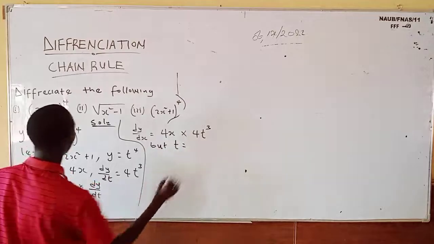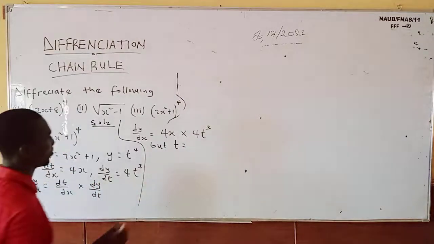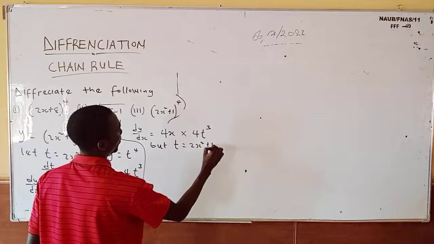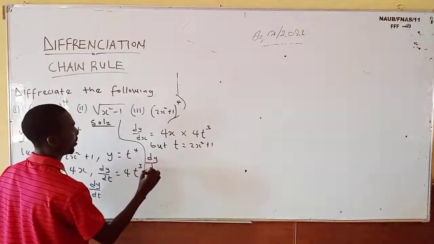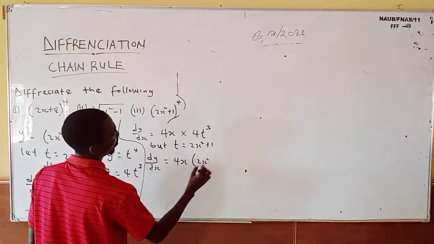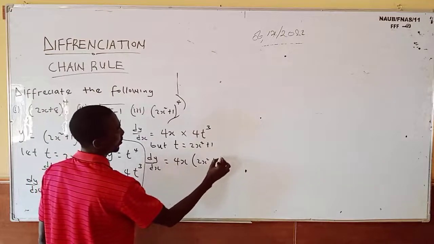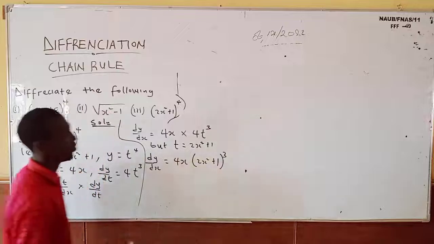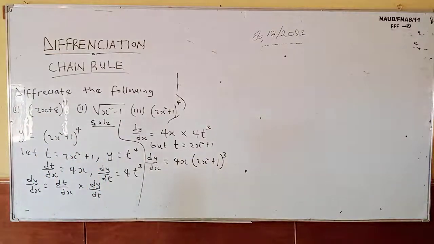So it means dy/ds will be equal to 4s, but t is equal to 2s squared plus 1. So it means that dy/ds will be equal to 4s into (2s squared plus 1) all cubed. So this is our final answer.